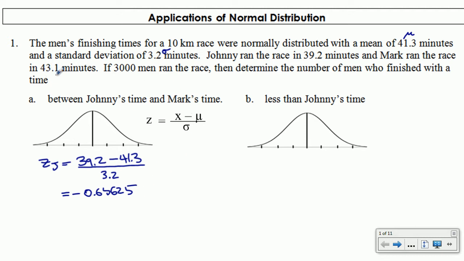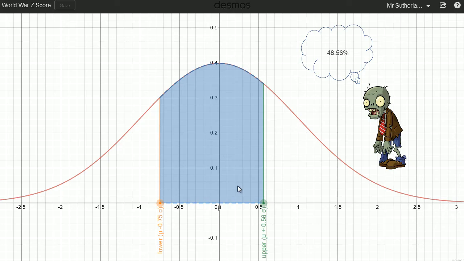Because Mark ran the race in 43.1 minutes, that'll be x. So the z-score for Mark will be 43.1 minus the mean, which is 41.3, and divide that by the standard deviation of 3.2. This gives us a z-score of 0.5625. So we need to adjust our lower boundary to negative 0.65625 and our upper boundary to 0.5625.